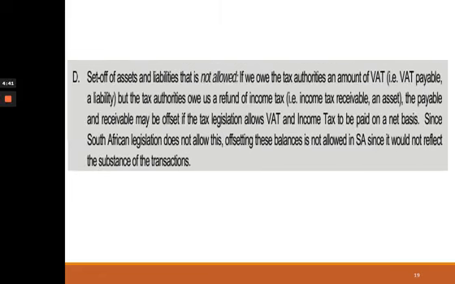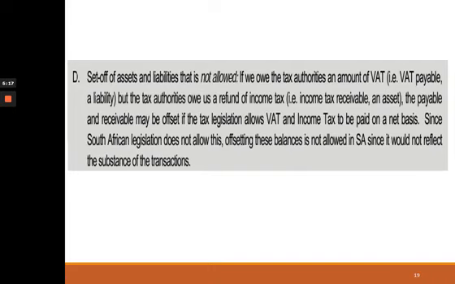Okay, the next example deals with a set-off of assets and liabilities that is not allowed. So here we have, we owe the tax authorities an amount of VAT, i.e. VAT payable, a liability, but the tax authorities owe us a refund of income tax. So we've got an income tax receivable. So for VAT purposes, we have a payable, but for income tax purposes, we have a receivable. So are we allowed to offset that payable against the receivable?